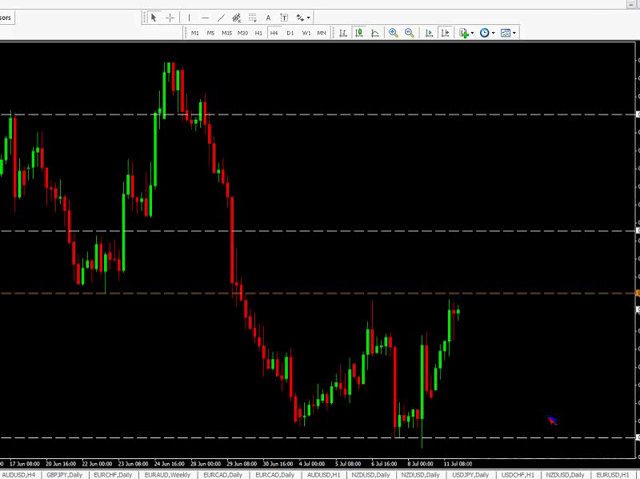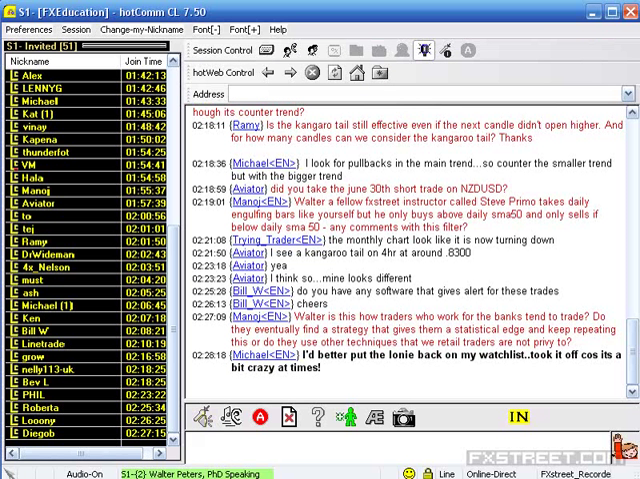and we're going to find a reason to sell it again. Now, Manoj is asking about this type of trading and whether the banks trade this way. Is this how traders at the banks tend to trade? Do they eventually find a strategy that gives them an edge, and they keep repeating this, or do they use other techniques?